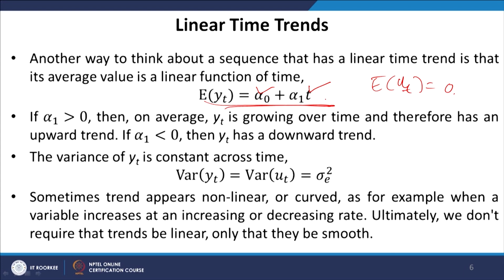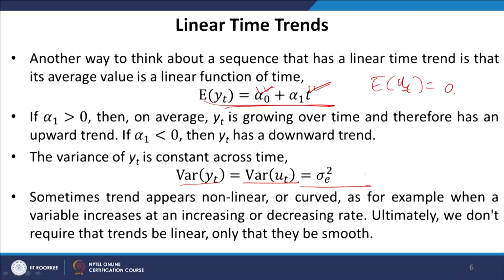If alpha 1 is greater than 0, then on average y t is growing over time and therefore has an upward trend. We say that y t has an upward trend. If alpha 1 is less than 0, then y t has a downward trend. It is a downward sloping line. The variance of y t is constant across time, because alpha naught and alpha 1 t are all deterministic components. They do not change over time, and that is why their variances are 0. So, the variance of y t is equal to the variance of u t, and if that is sigma square, then that is also the variance of y t.